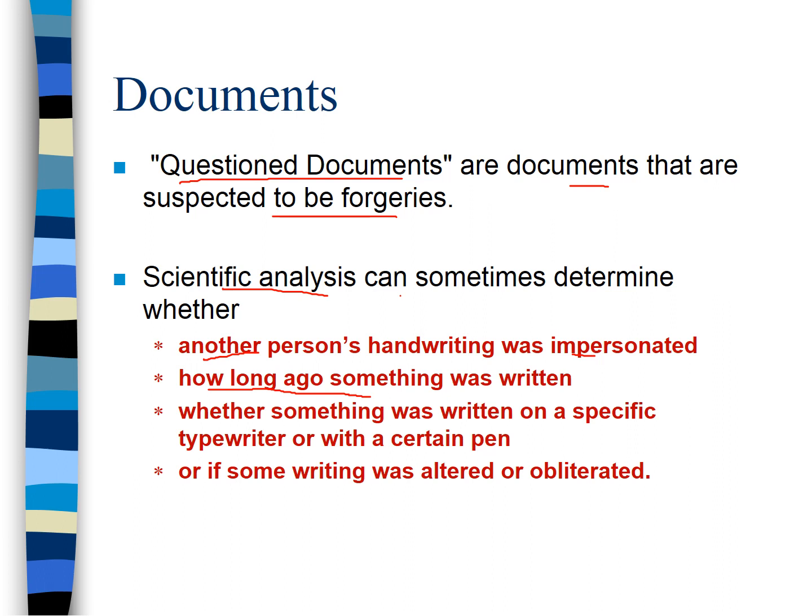of the writing. And then whether something was written on a specific typewriter or a certain pen, menggunakan typewriter, komputer ataupun menggunakan pen. And whether some writing was altered or obliterated. So daripada scientific analysis, we will identify these four things.